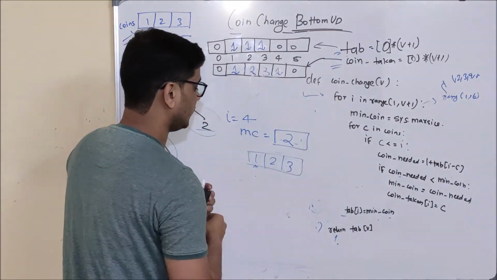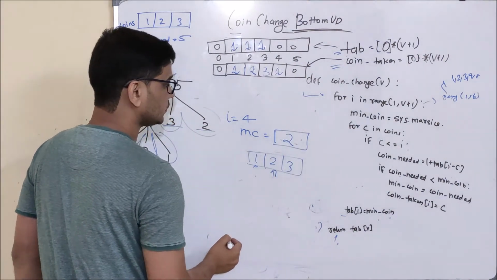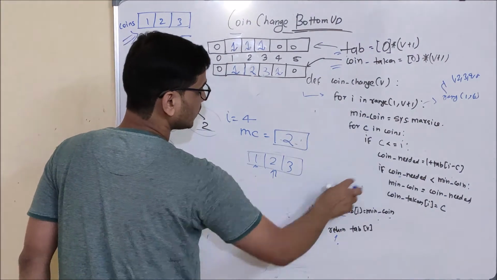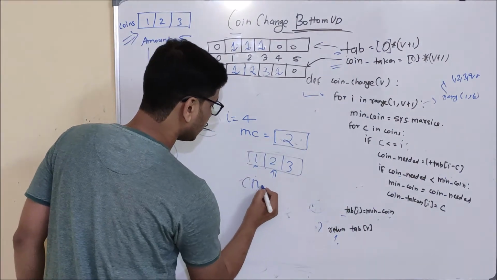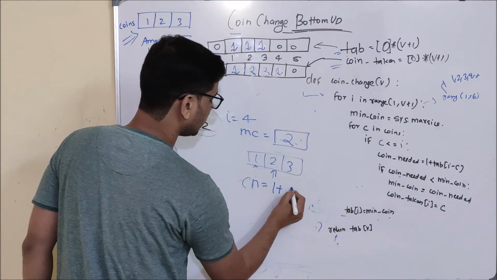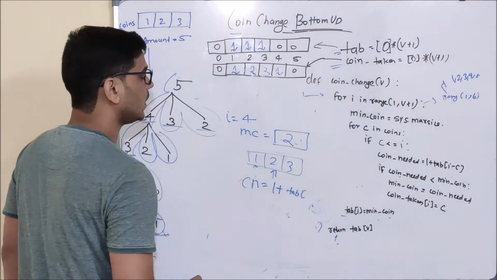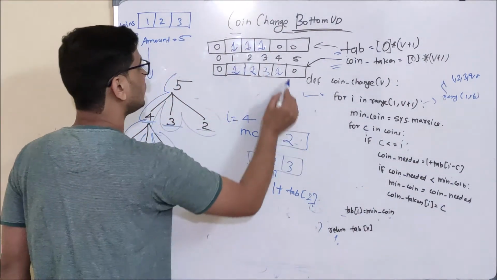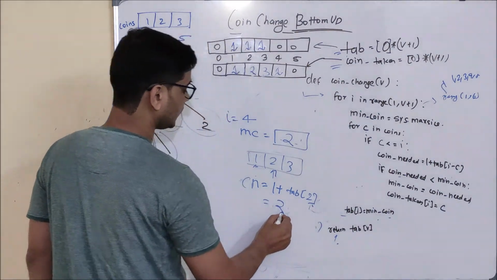I will try the second coin, that is this for loop. Again I will check this condition, it will be true, and we will come to this particular line. Coin needed, that is I am going to calculate coin needed, and it will be equal to 1 plus tab of I minus c. And what is I here? I is 4 and c is 2. So tab of 2, and what is tab of 2? Tab of 2 is 1. So it will be 2, correct?